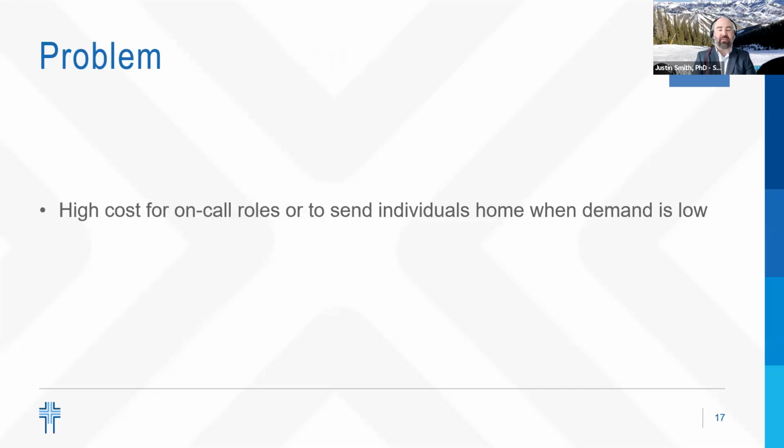But again, the problem statement for this is essentially we have a large cost associated with the labor costs for the on-call roles, and also it's unfortunate for us when we have to send individuals home when demand is low, meaning at certain times of the day, because again, hospitals and health systems are open 24 hours a day. When demand decreases, it's not productive for us as a health system to have a department be fully staffed through the low hours of the night when census is very low, and you end up with individuals that are not being mostly optimized for the benefit that they're able to provide. So what do we do?